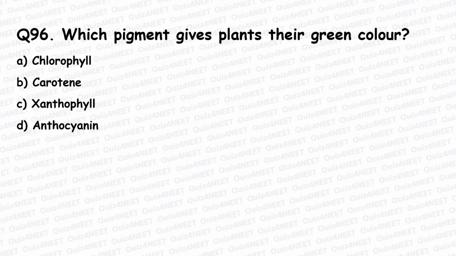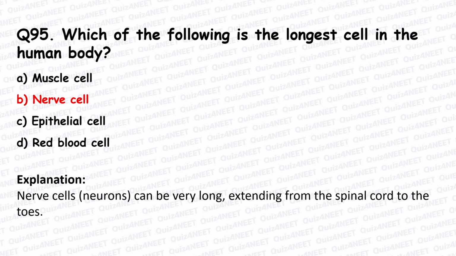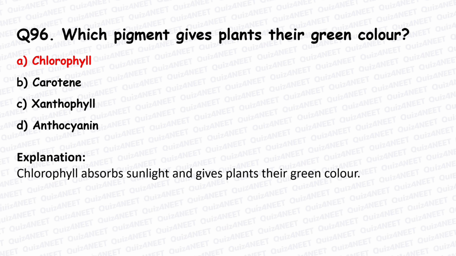Q96, which pigment gives plants their green color? A, chlorophyll, B, carotene, C, xanthophyll, D, anthocyanin. Answer: chlorophyll. Explanation: chlorophyll absorbs sunlight and gives plants their green color.